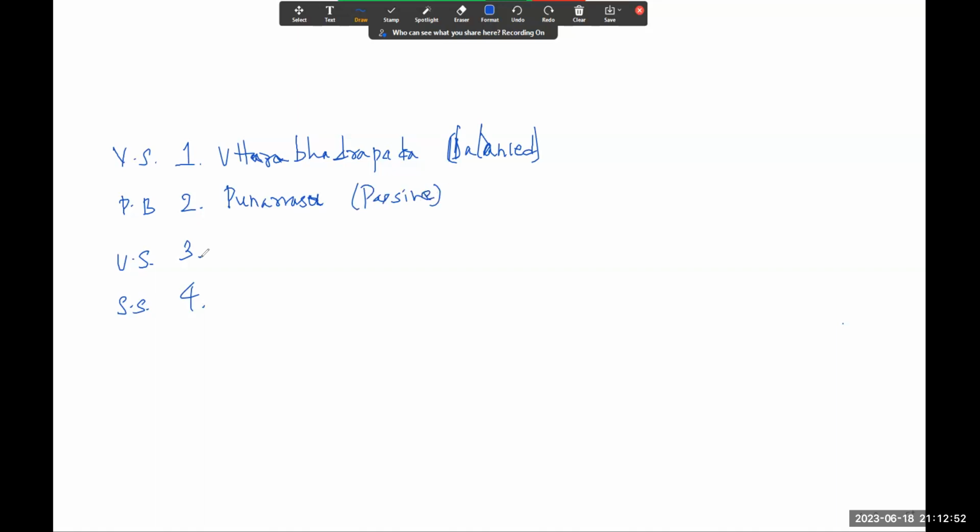Okay. Then Uma Subramaniam. Punarvasu, same. Then Sarsija. It is Shravana. Shravana is also passive. It's passive, is it? Passive. That's right.